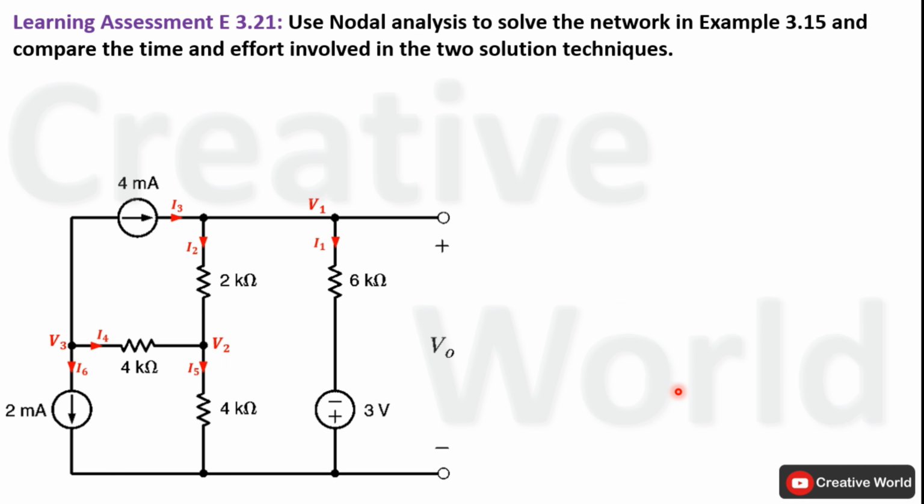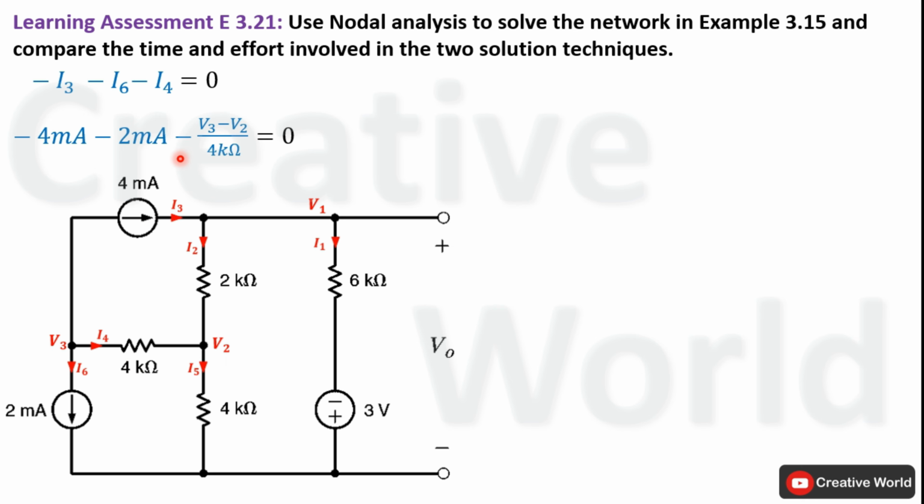Now apply Kirchhoff's current law on this third node. On this node, all currents are leaving: I3, I4 and I6. So Kirchhoff's current law equation for this node will be minus I3, minus I6 and minus I4. Now replace these currents with their respective values. Current I3 will be equal to 4 milliampere and current I6 will be equal to 2 milliampere, while current I4 will be equal to V3 minus V2 divided by 4 kilo ohm.